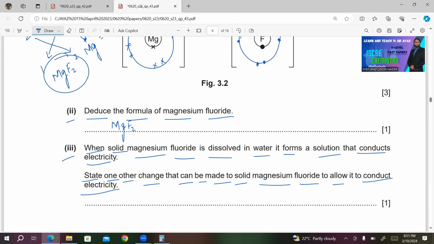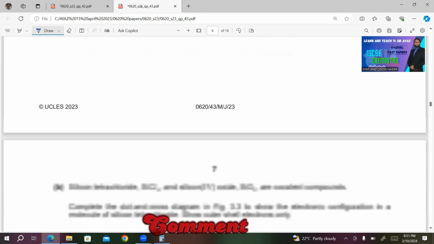It must be in the molten state. So you have to heat it or melt it, or molten state. Heat it or melt it or in molten state. Moving to next part.